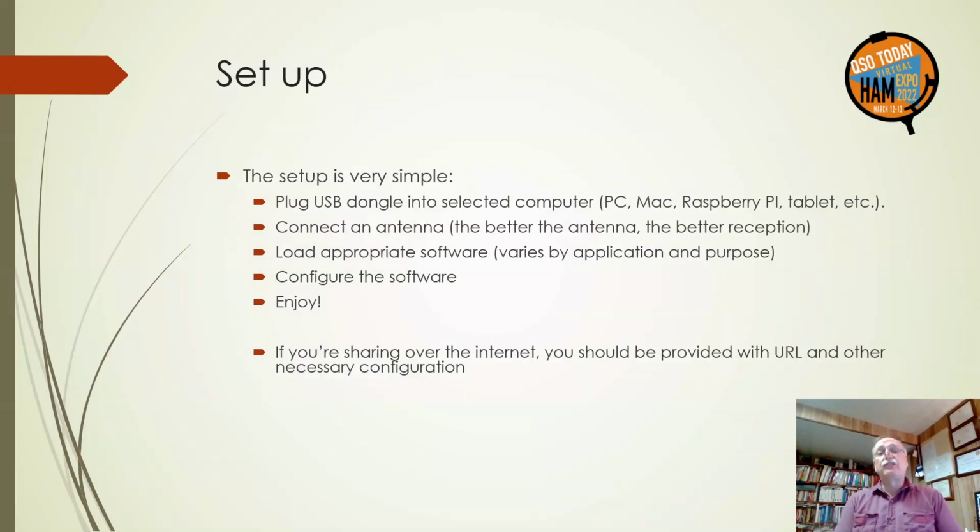Setting up is actually very simple with these. You plug the USB dongle into your selected device. Again, the PC, the Mac, the tablet, the Raspberry Pi, the on-the-go cable, whatever it is you're going to use. Connect an antenna to it. Obviously, the better the antenna, the better the reception. You load the appropriate software, depending on what you're trying to do. You configure it, and you get to have fun. If you're sharing it over the internet, you should be provided with a URL and other necessary configuration information to get it to that provider or to allow other people to get to it.